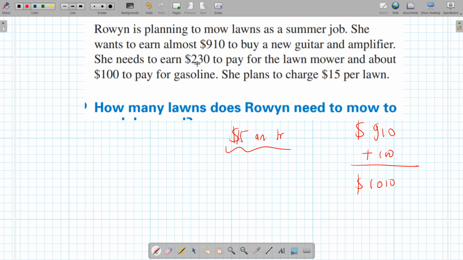What about the lawn, this thing? She also has to pay for that, right? So we're going to add this here. So that'll be 1230. She needs to earn $1,230 at $15 an hour. So how many hours is she going to have to work? So we're going to turn this into an equation. On the right side, we have 1230. What do we have on the left side?